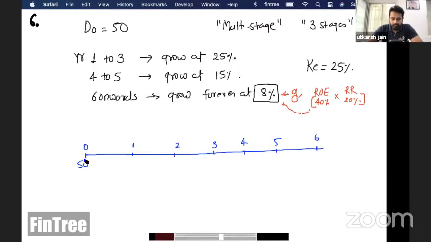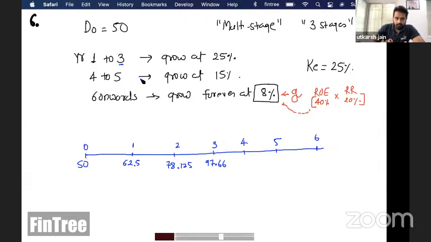50 multiplied with 1.25. When I multiply with 1.25, it's like growing at 25%. So that's 62.5. Multiplied with 1.25, that is 78.125. 3 years, right? So multiply with 1.25 one more time, and that gives me 97.66, rounding it off.